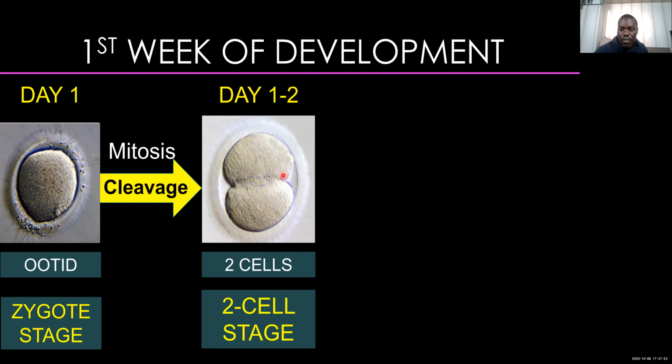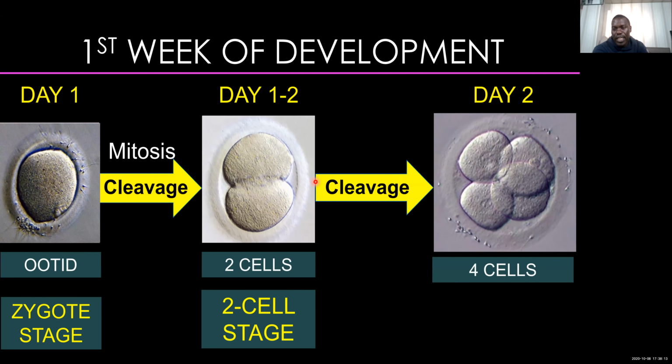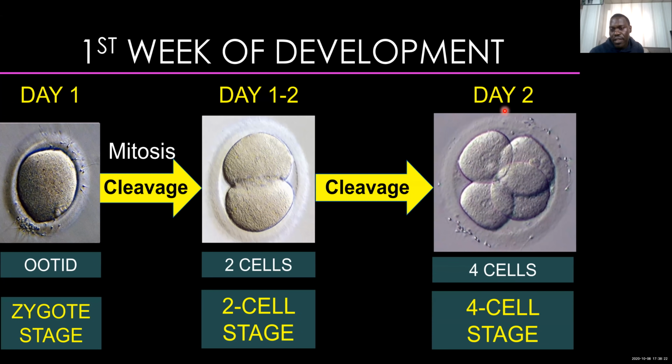These two cells will continue to divide. So it means they still undergo cleavage. Now, let's assume that both of them have divided. So it means that you have something with four cells enclosed within the zona pellucida. This four-cell stage is usually seen on the second day of development.